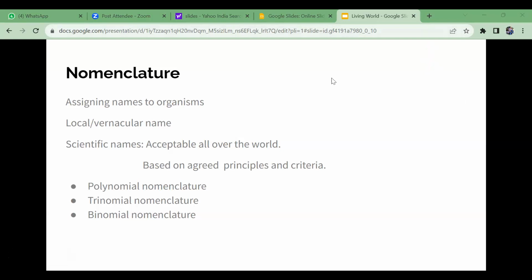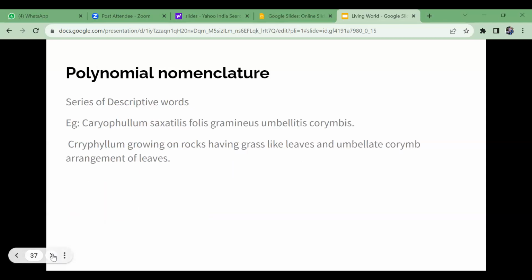Okay. So before, there were polynomial nomenclature, trinomial nomenclature, and binomial nomenclature. But the most accepted one is binomial nomenclature. देखो, polynomial nomenclature ऐसा दिखता था. I don't want to read also. इतना लंबा था.